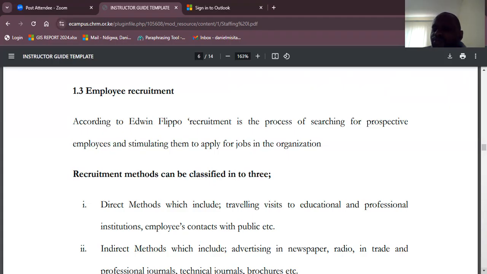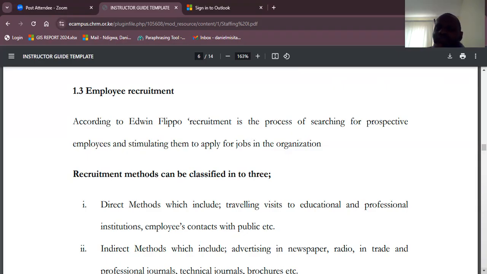So when we talk about recruitment, what comes into our mind? Recruitment, according to Edwin Flippo, is the process of searching for prospective employees and stimulating them to apply for jobs in the organization. So you are looking for prospective or potential employees who have an interest in that company, who want to work for that company. Therefore, the easiest way to bring those people on board is by recruiting them.